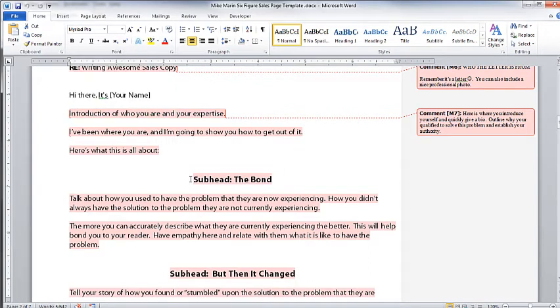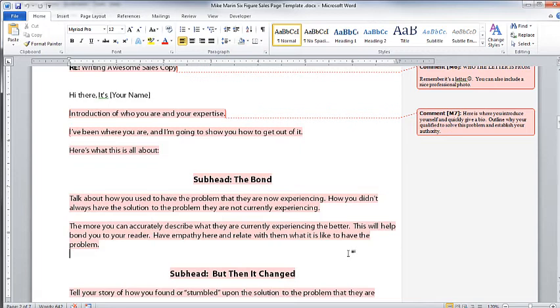And then I go into this, which is really the bond section, in which you want to kind of lead into the story. So you could say, here's the story. And then boom, right into your story, in which you talk about how you used to have the problem that they are now experiencing. And it's really important. You want to let them know that you didn't always have the answers, and that you understand what it's like to be where they are right now. So the more descriptive and accurately you can describe this, the better. That's going to really help you bond and form that connection, which is really key.